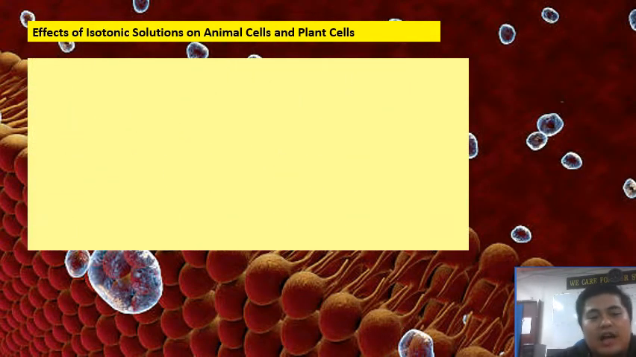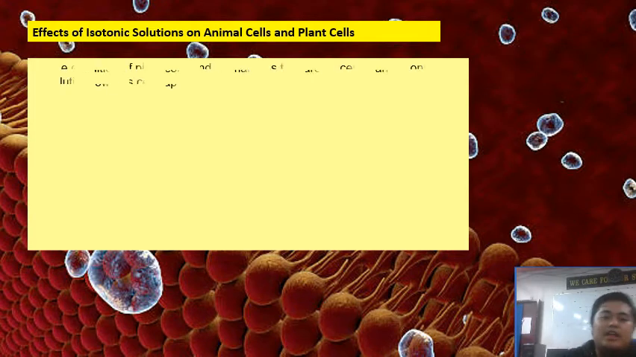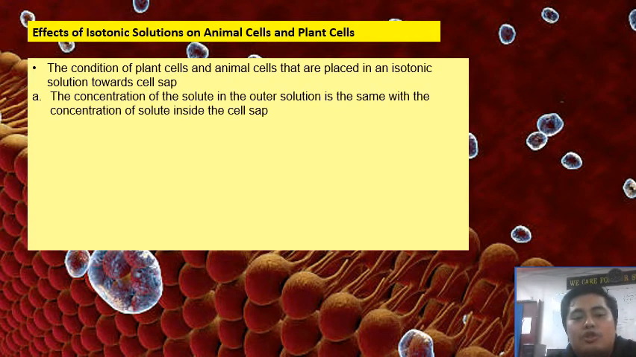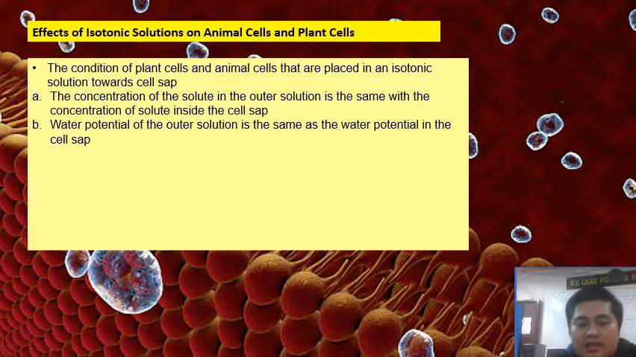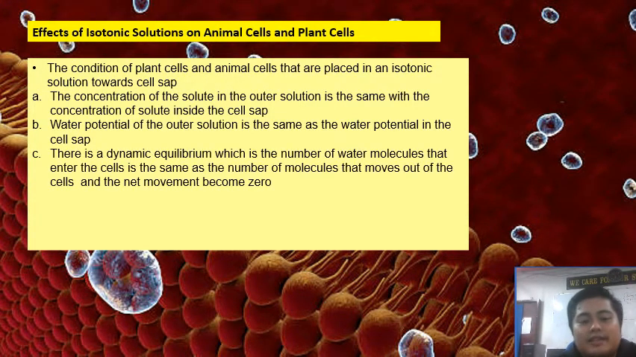So, next is isotonic solution of the animal cell and plant cell pula. So, the concentration of solute in the outer solution is the same with the concentration of solute inside the cell. So, bila dia punya kepekatan luar dengan dalam sama, maksudnya apa? Maksudnya water potential luar dengan dalam pun sama.